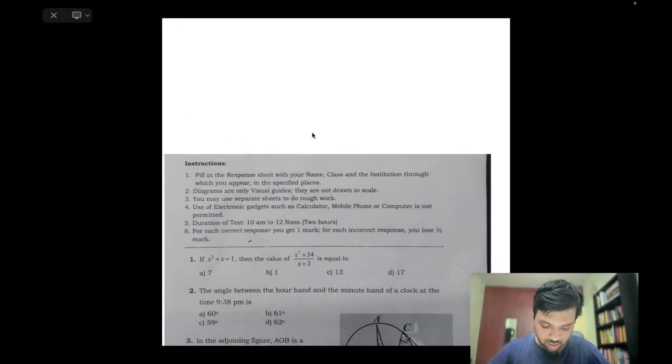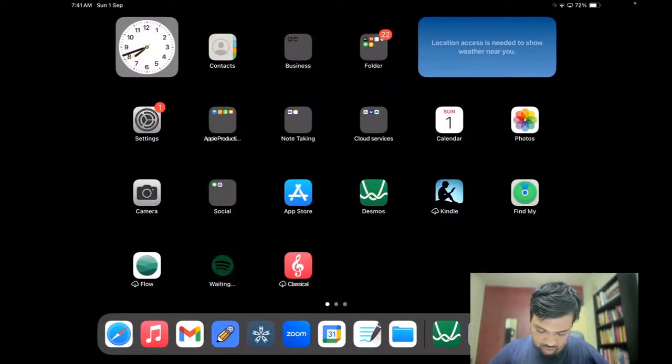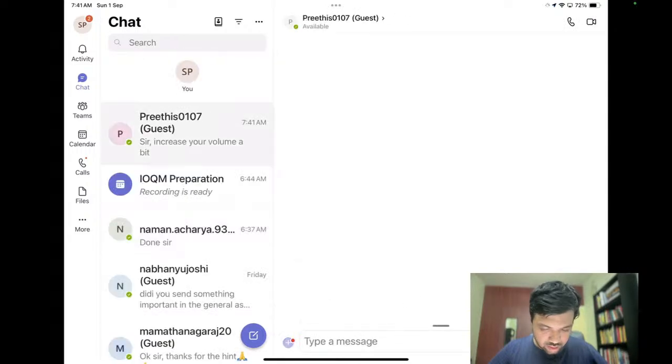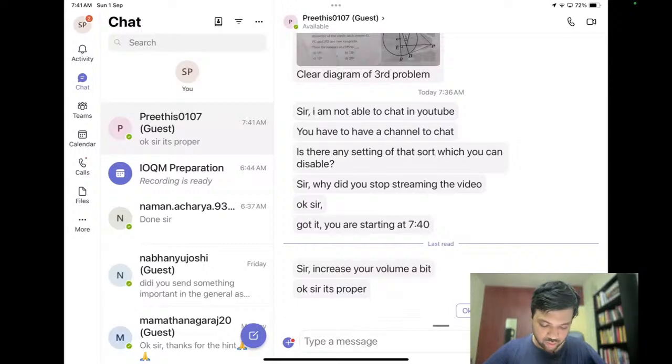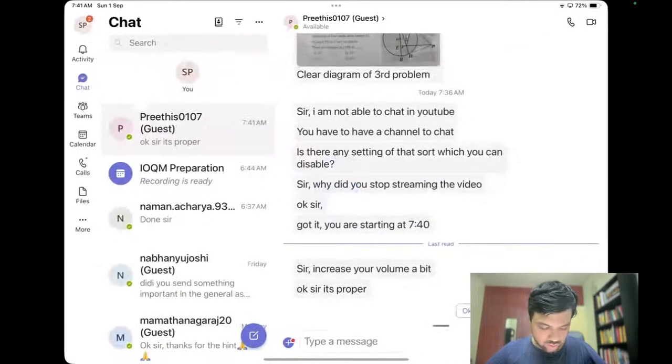Okay, so we're gonna solve this paper. I hope this is visible. So let's just check with my students who are around whether it is visible or not. Is the screen visible? Okay, so let me increase the volume. Yeah, thank you. Okay, so the screen is visible, right?